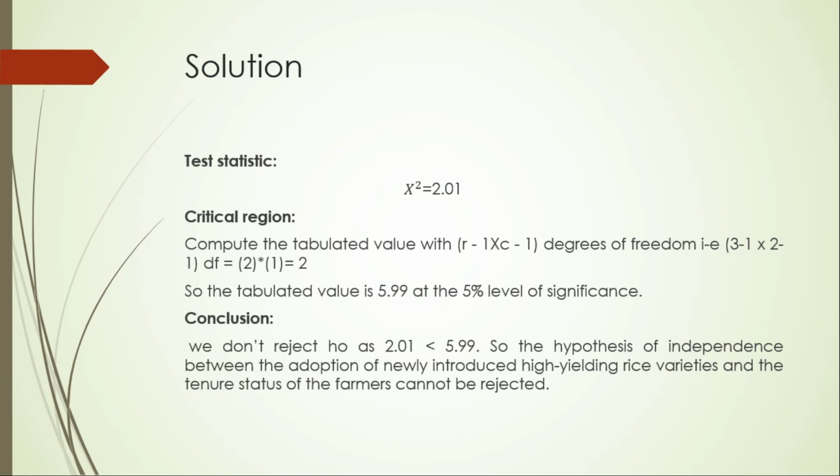And at last we conclude our results that we do not reject H0 because the calculated value is less than the tabulated value. The hypothesis that we do not reject is that the variety adoption and the tenure status are independent of each other. So we conclude our results.